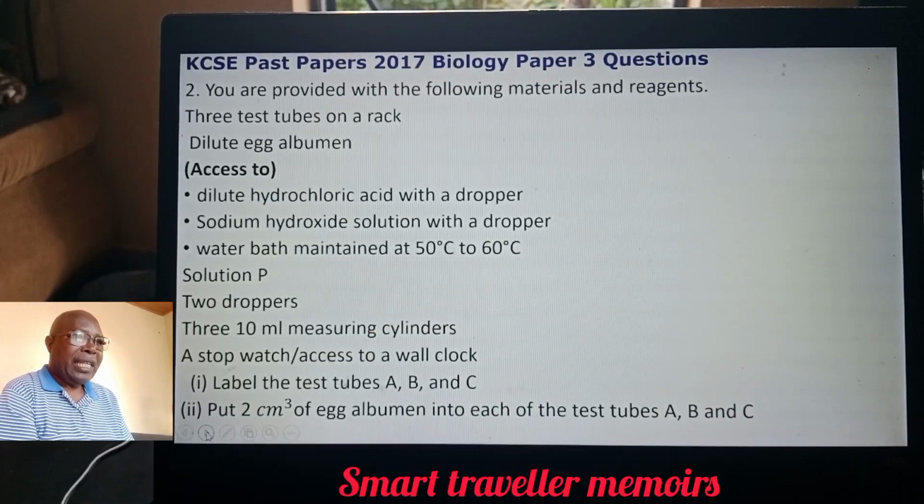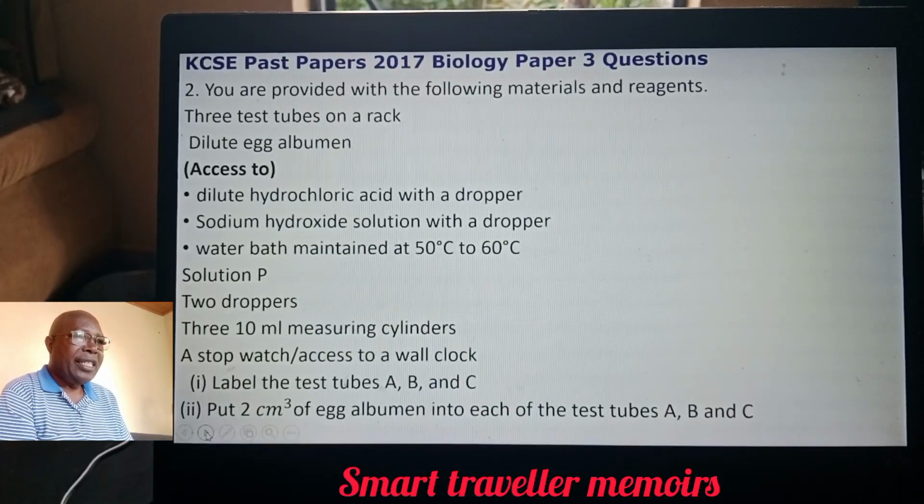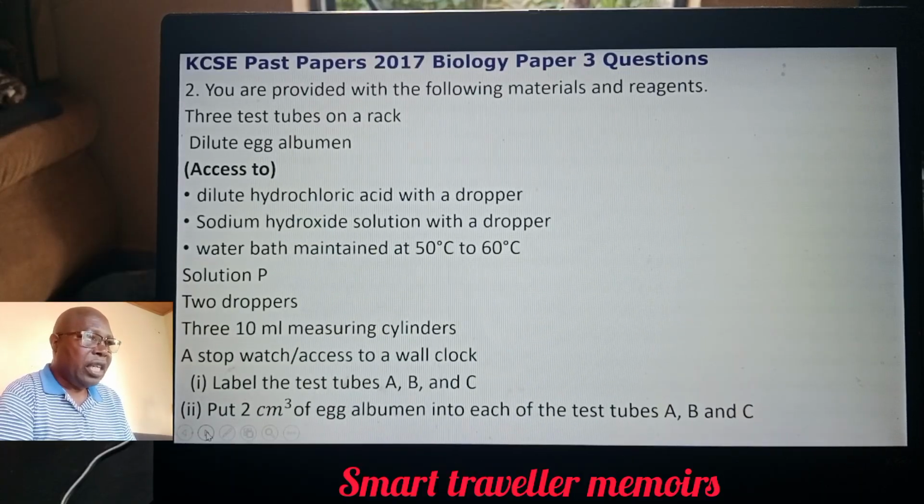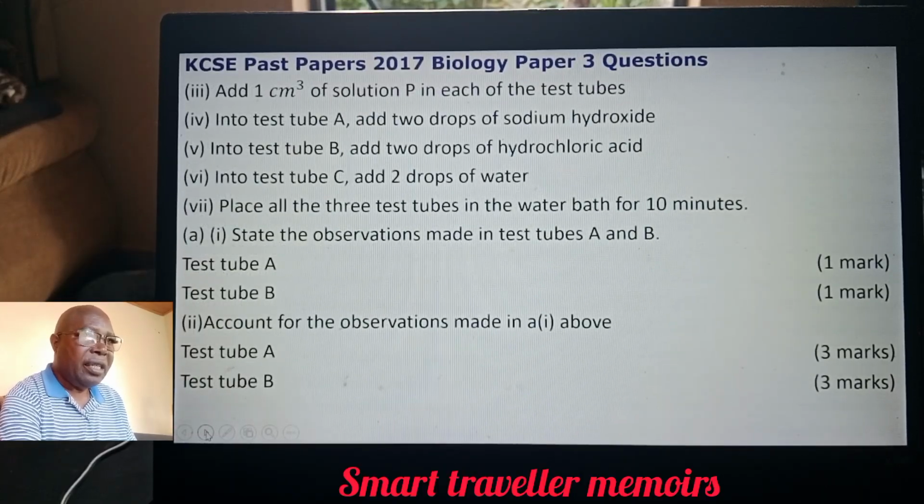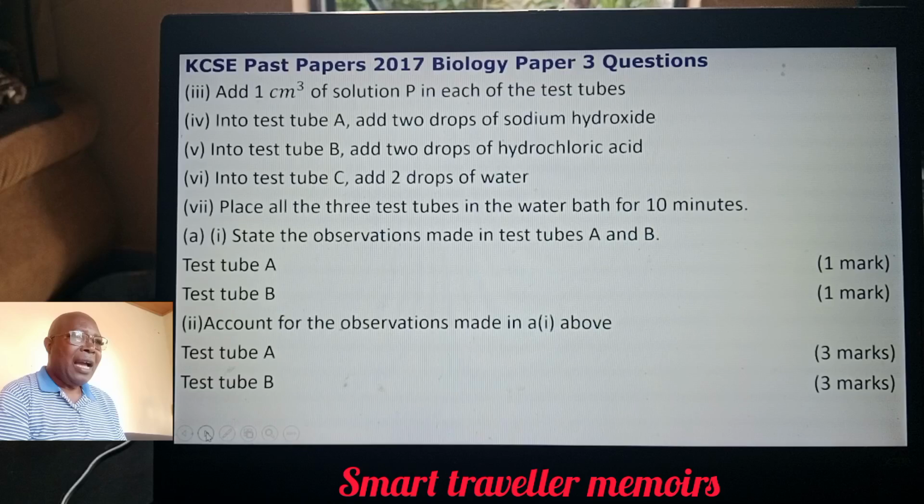1. Label the test tubes A, B, and C. Roman 2. Put 2 cubic centimeters of egg albumin in each of the test tubes A, B, and C. 3. Add 1 cubic centimeter of solution P in each of the test tubes. 4. Into test tube A, add 2 drops of sodium hydroxide.